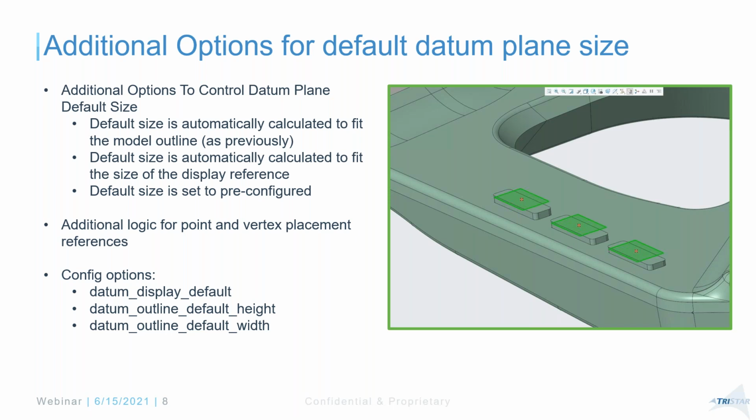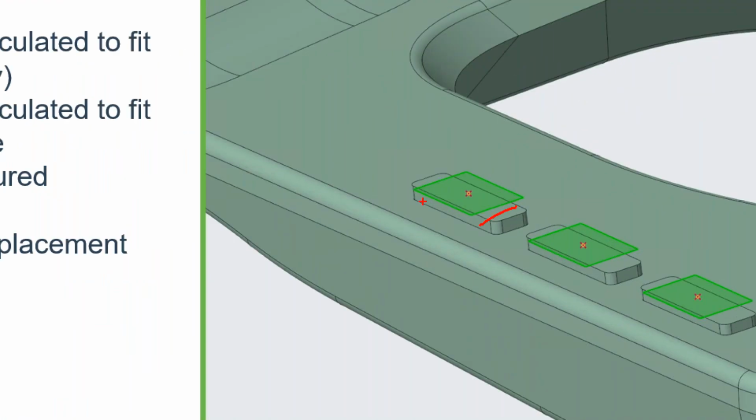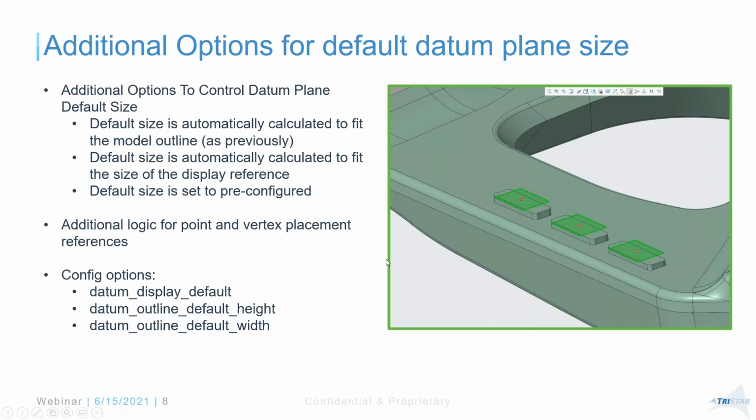Now there's a config option, pretty nice, Datum display default, that allows you to control how datum planes are sized by default. Does it have to be based on a reference? Does it have to be based on the model outline? Or do you just want to control it with some default outline? So maybe I want my datum planes, whenever I create them, to always be 10 units by 10 units or 20 by 20, to reduce the clutter on the screen. Now, we could edit definition before and change it, but the default behavior can be changed now.